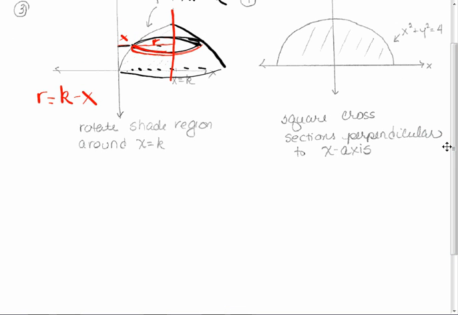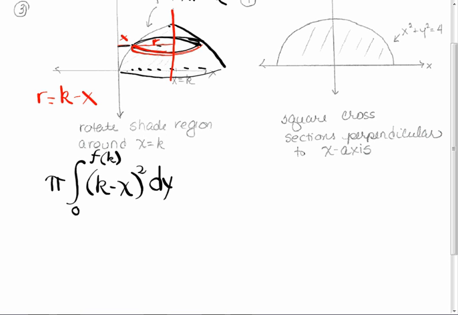Okay, so it's going to be pi, and it's the radius squared, which is k minus x squared, and it's dy. Oh, and I'm going to go from 0 to where? It's the y's, not k, that's the x's. F of k. Okay, what's wrong with this?